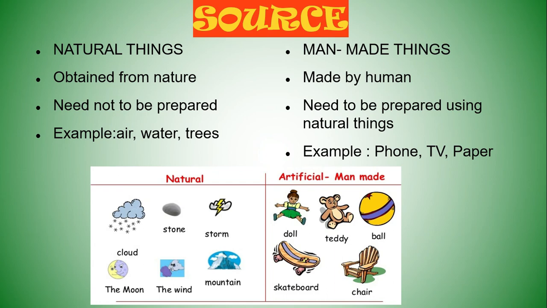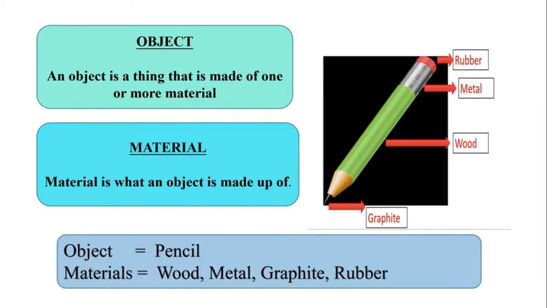Now comes the last but not the least, that is object and material. Whom should we call object and whom should we call material? We have discussed this, that an object is a thing that is made from one or more materials. And a material is a thing with the help of which an object is made. We use this material to make an object.